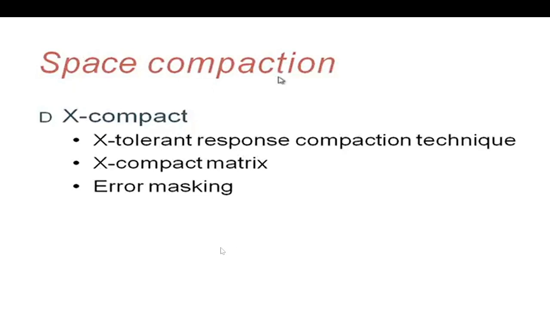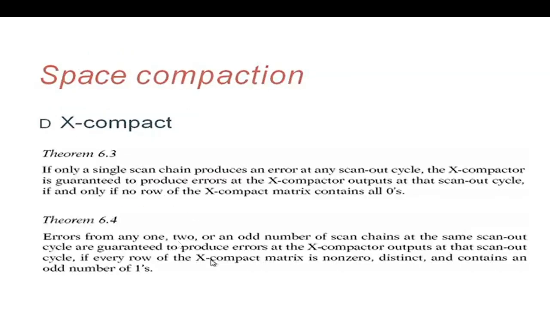X compact is an X tolerant response compaction technique. Error masking with the X compact matrix: so these are the two theorems. If only a single scan chain produces an error at any scan output, the X compactor is guaranteed to produce an error at the X compactor output at that scan out cycle, if and only if no row of the X compact matrix contains all zeros.